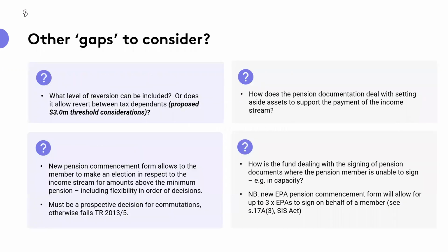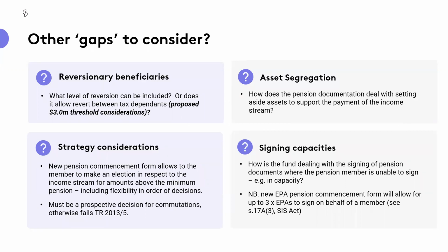So the other couple of things here before we jump back into the documents that you need to think about: reversionary beneficiaries. So what level of reversion can or can't be included? Does it allow for it to revert back to tax dependents, adults, child beneficiaries? What impact is our new $3 million proposed threshold going to have on this? I could see potential percentages or dollar amounts coming into fruition if we don't see any adjustment to reversionary beneficiaries being impacted by this $3 million amount.